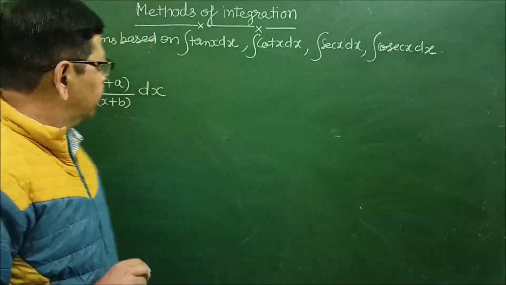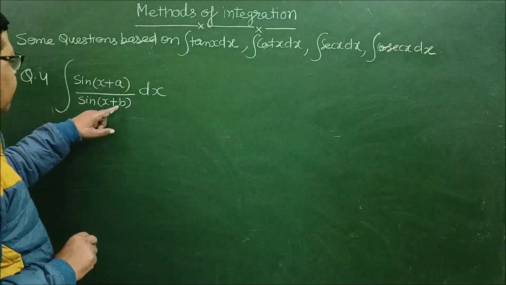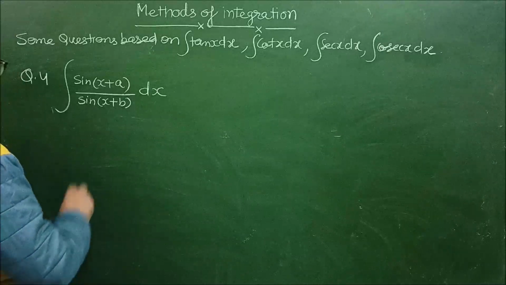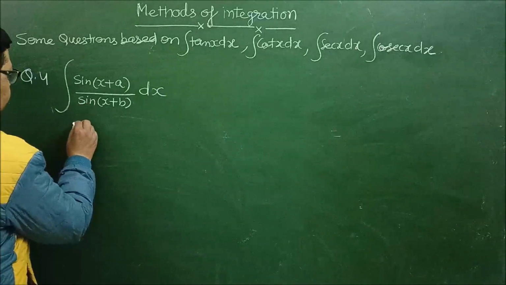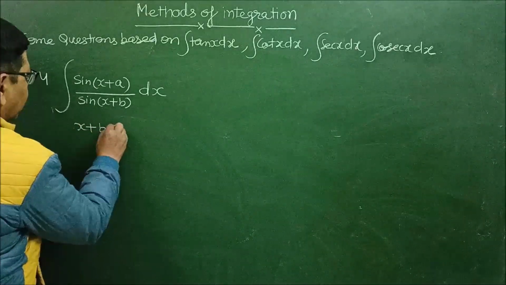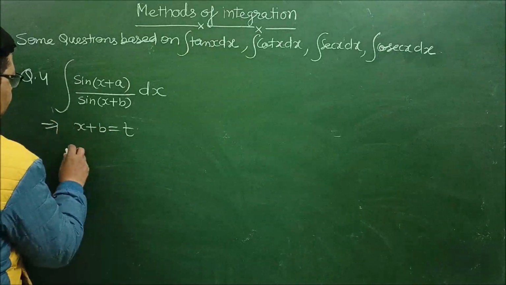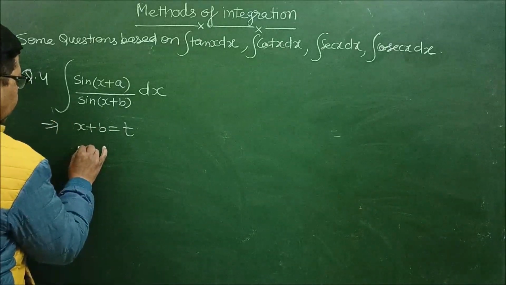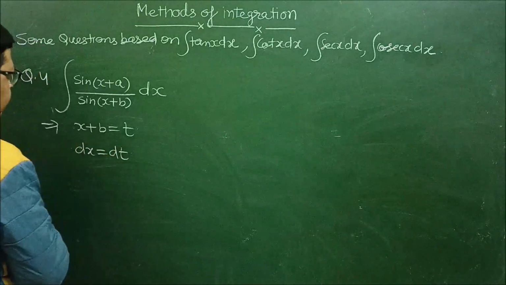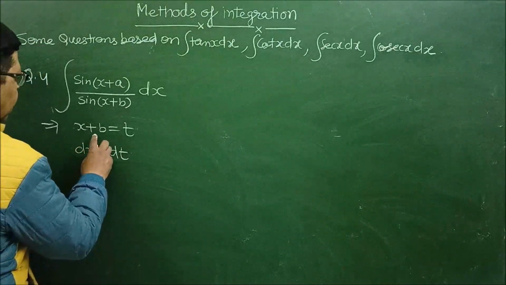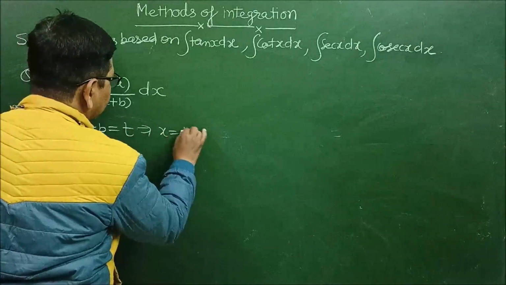Next question, integration of sin x plus a upon sin x plus b dx. So first let us simplify the denominator by taking let x plus b is equal to t. On differentiating both sides, dx is equal to dt. And this gives us x is equal to t minus b.